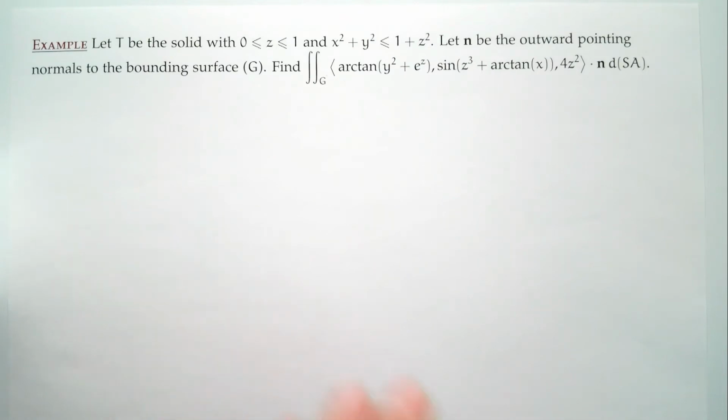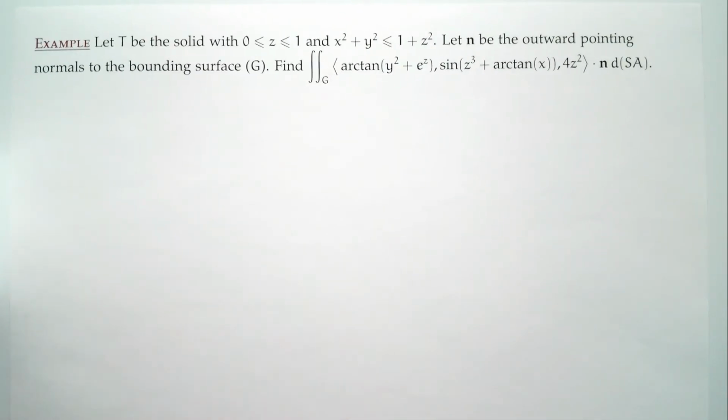All right. Let T be the solid: 0 less than or equal to z less than or equal to 1, and x squared plus y squared less than or equal to 1 plus z squared. Ooh, this is fun. N is the outward pointing normal to the bounding surface. We're calling the bounding surface G. Find the integral on G of a crazy expression.